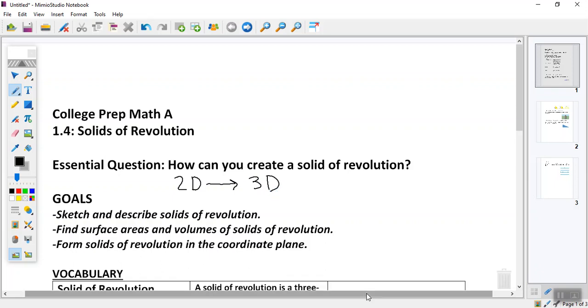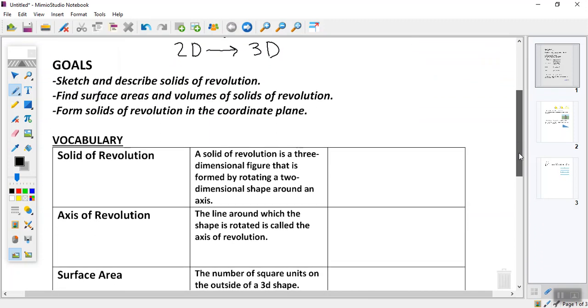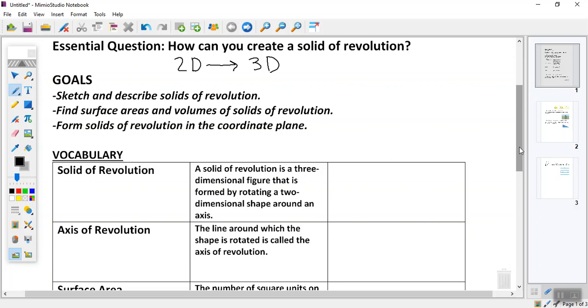So this really isn't that bad of a section. It's pretty easy, kind of like the last one. Goals to answer that question, how do we create a solid of revolution? First thing we're going to do is sketch and describe solids of revolution. We're going to talk about surface areas and volume, so you're going to want to be searching some of those formulas again. And then we're going to look at solids that are formed in the coordinate plane and rotate some stuff to see what kind of 3D stuff we get.